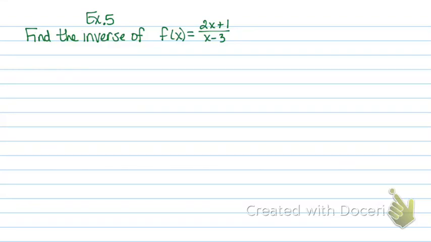So here's our example 5 that we're adding to our notes, right? And it wants us to find the inverse of that. So we're going to go through our steps. What was step 1? Yeah, change f of x to y. So y equals 2x plus 1 over x minus 3.